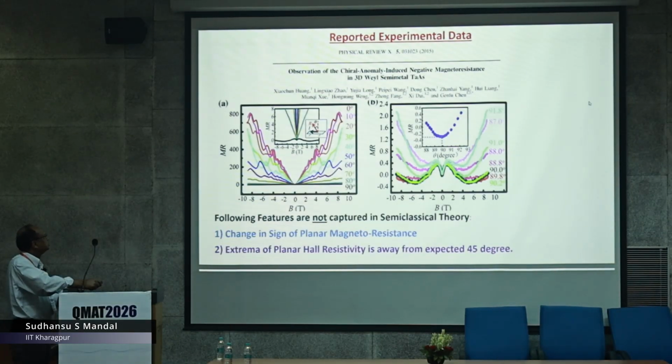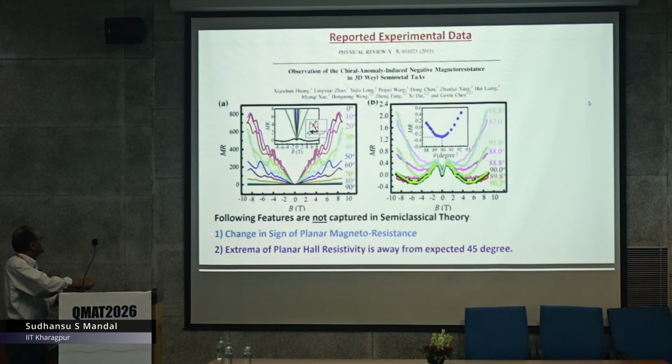Okay, so unfortunately, the data that has been shown here where rho xx and rho xy both are present is only for Cd3As2, not for other materials. So I could only show here Cd3As2, but there is another material, TaAs, where you can also see the magnetoresistance changing sign about 90 degrees. So it's from negative to becoming positive here.